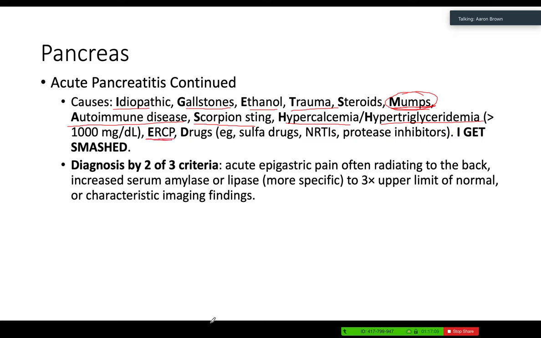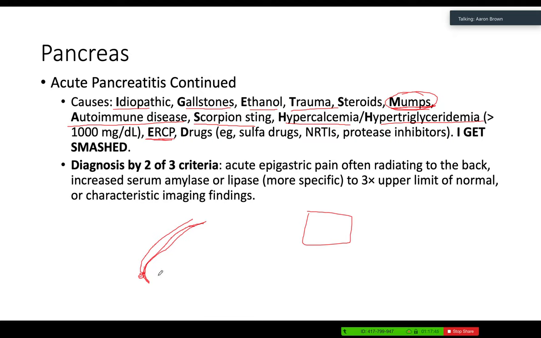ERCP is where we stick a tube down our patient's esophagus. So essentially what ERCP is, is when you do an upper endoscopy. When you do an upper endoscopy, you have a little tube with a camera on the end of it, okay? And that camera is connected to a television so you can look at what is in the stomach, what's in the esophagus, and what's in the duodenum. The nice thing about this tube with the camera on it is there's actually an area where we can add tools, okay?